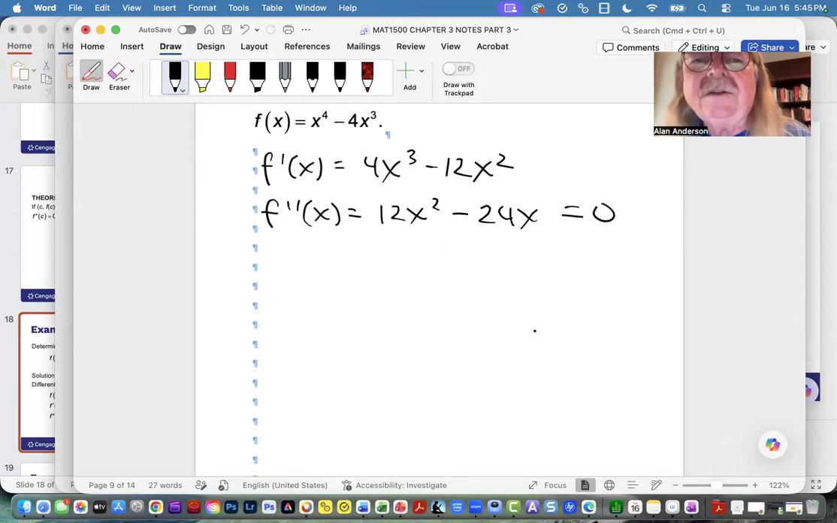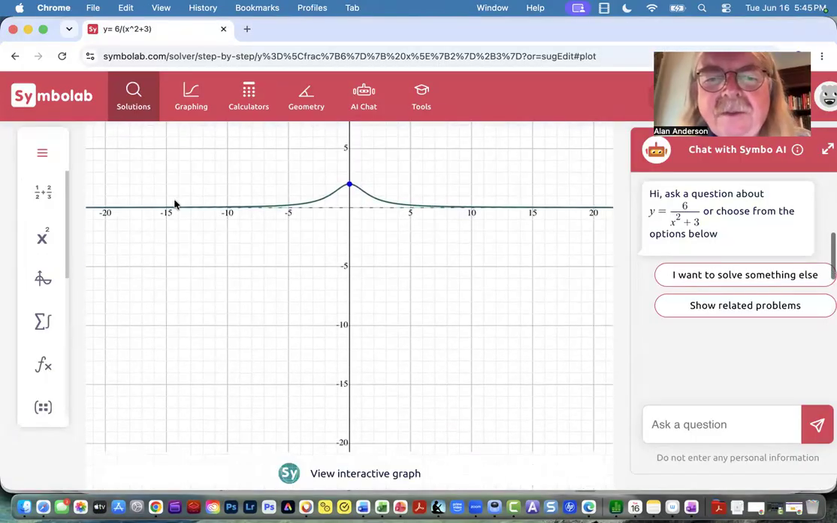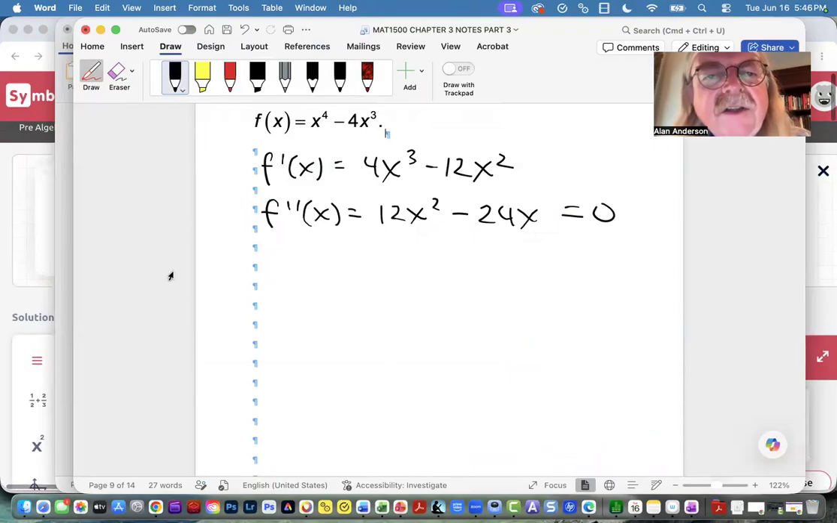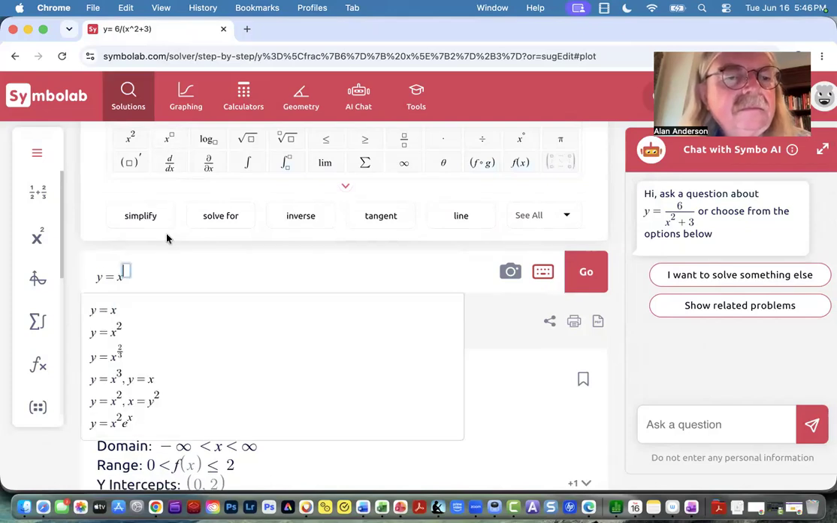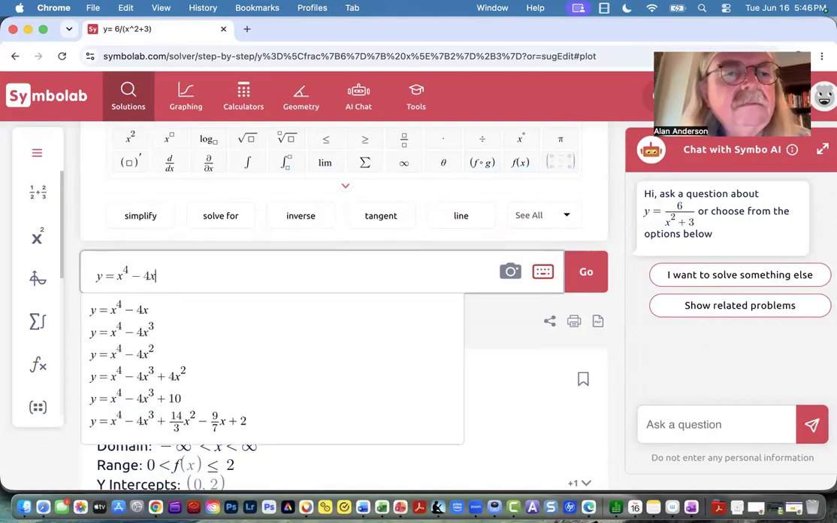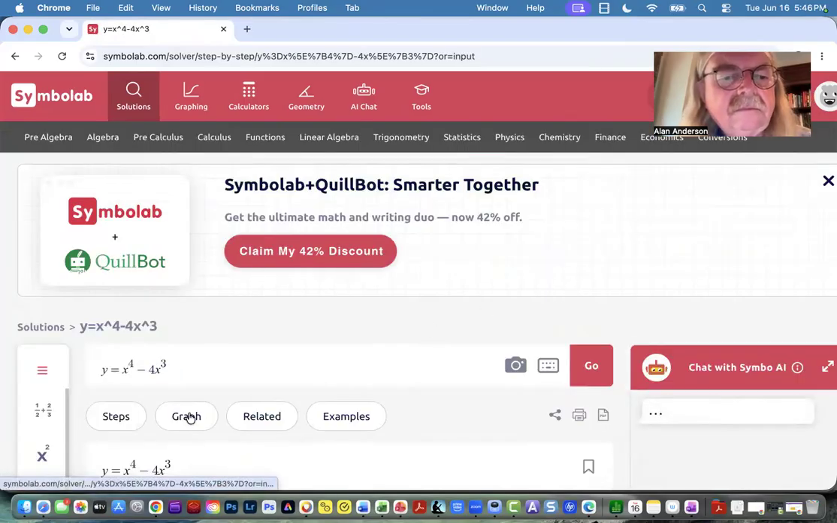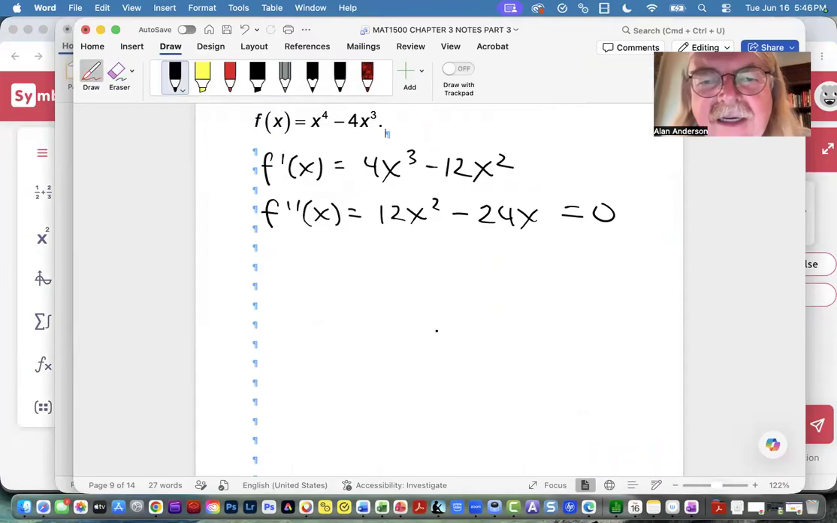Oh, you know what? We might as well take a look at this thing in Symbolab so we can visualize what we're actually doing. Man, nobody would have guessed that this is what we had earlier. I mean, look at that thing. X to the fourth minus 4x cubed. Oh my God, look at that thing. All right, let's carry on.